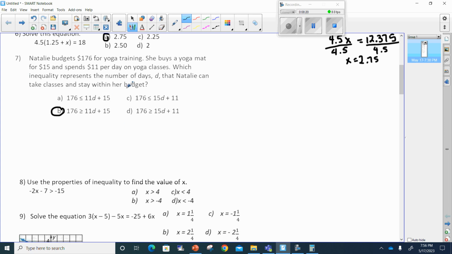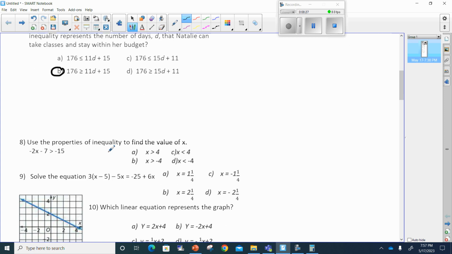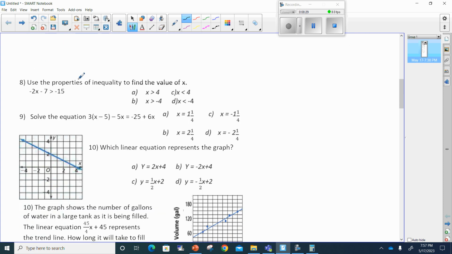one. It says which inequality represents the number of days Natalie can take the class. And yeah, definitely B. All right, let's go to number 8. Use the properties of inequality to find the value of x. Well, we've got negative 2x minus 7 is greater than negative 15.